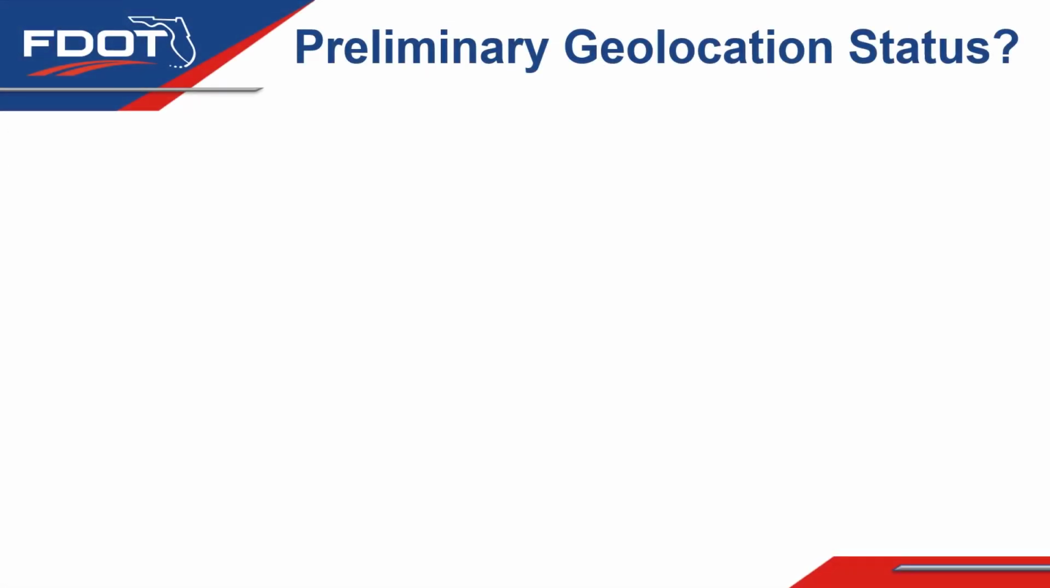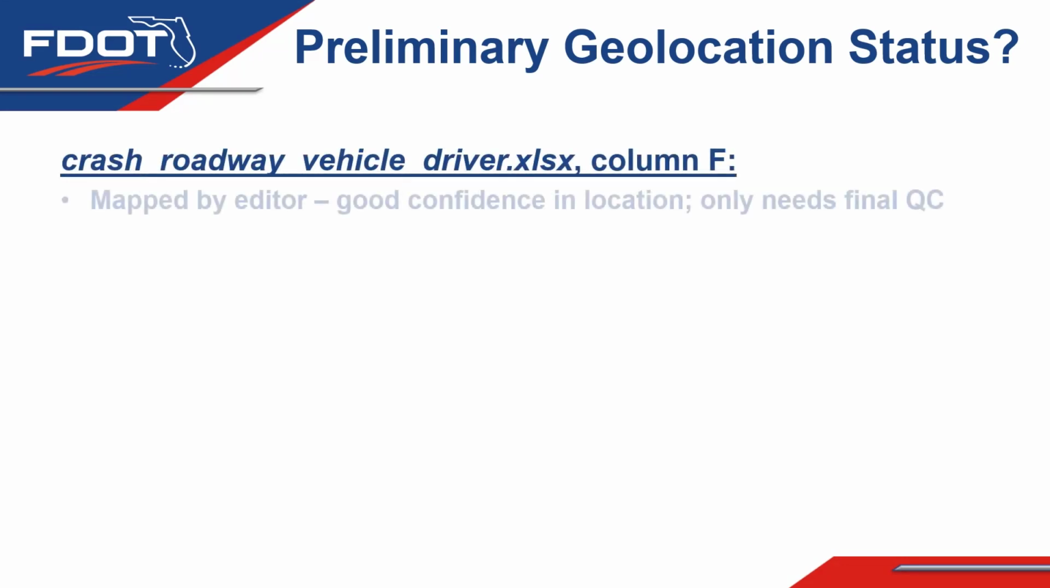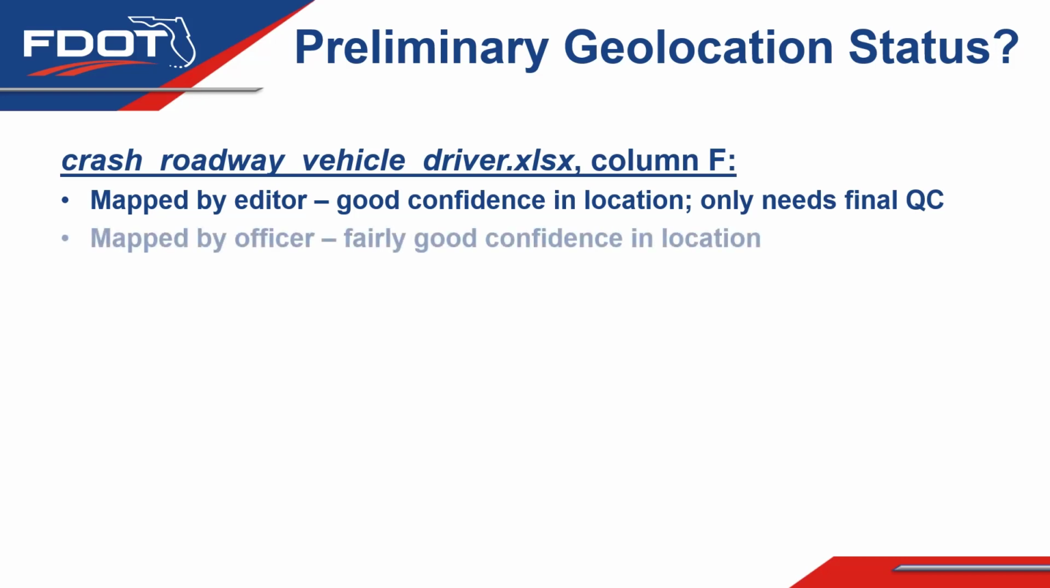Here's a quick breakdown of what each of the preliminary geolocation statuses mean. If it says mapped by editor, then we have a very good confidence in the location of that crash. It's just waiting on that final QC before it's considered to be verified. For mapped by officer, we also have a fairly good confidence in that location. That's a crash report where the officer has specifically mapped the location of the crash.